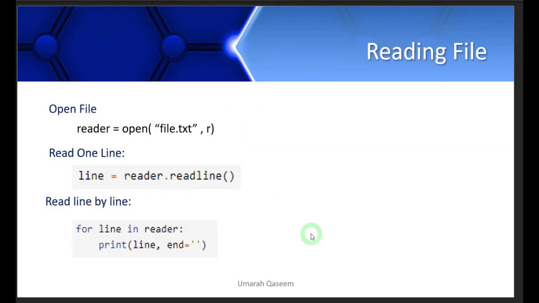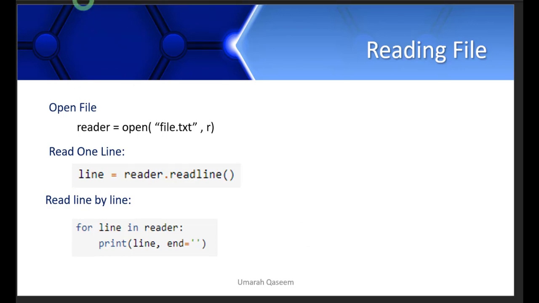Now let's see if you want to read something from the file, how will you do that? Again, you will open your file using the open function. You will specify the path of your file and you will open it in the read mode, which is R. And this is the variable that you created while opening the file. So if you want to read one line at a time, you can use reader.readLine. If you want to read it line by line, you can use a for loop. So for line in reader, and it will print lines one by one.